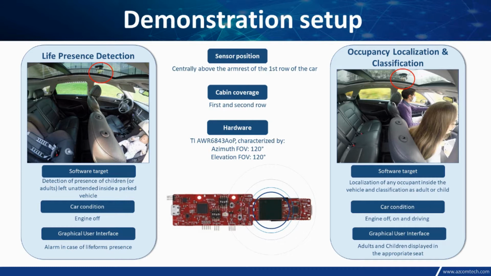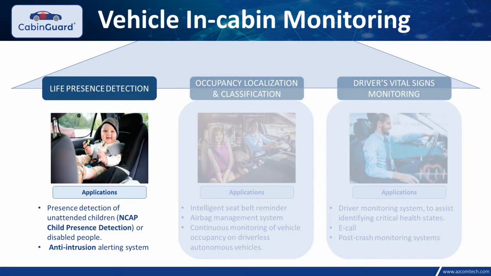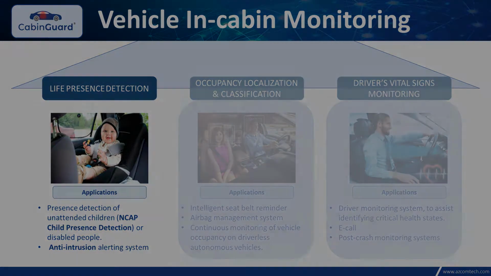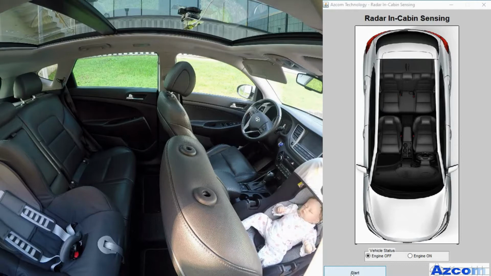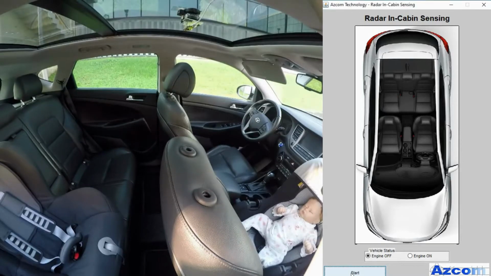First and second row are covered, exploiting TI AWR6843 antenna-on-package radar sensor, positioned centrally above the armrest of the first row. In this first part of the video, we demonstrate the live presence detection feature through a small set of representative cases. All scenarios are performed with engine off, which is the relevant condition for this application.